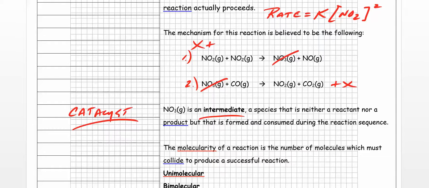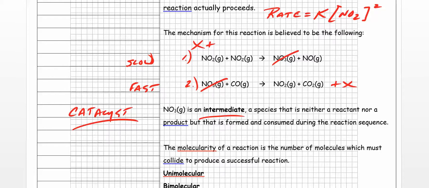Now, the next thing I need to talk about is the fact that, generally speaking, one of the steps in the reaction mechanism is a slow step. Let's say this one right here is the slow step, and the other one is quite fast in comparison. So the first one is slow, the second one's fast.